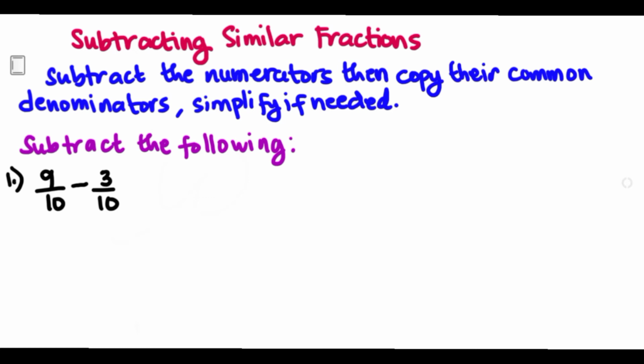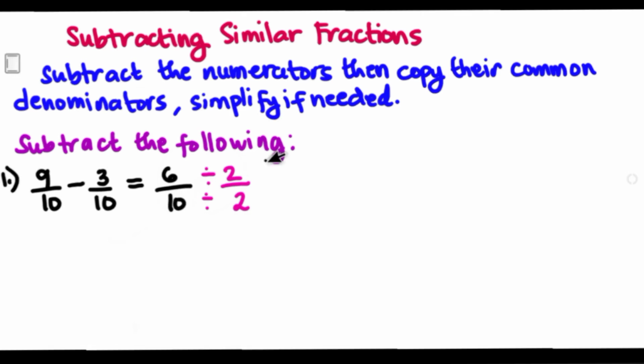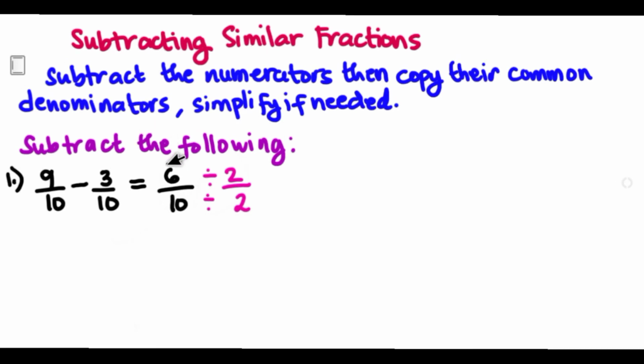Okay, let's have example number 1. Subtract the following. Number 1, 9 over 10 minus 3 over 10. So, 9 minus 3 is 6. And then, 10. Kopyahin natin yan. So, pwede mo po yun i-simplify. I-divide na po natin sa kanyang GCF. So, ang GCF po ng 6 and 10 is 2. So, i-divide na po natin. 6 divided by 2 is 3. Over 10 divided by 2 is 5. So, the final answer is 3 over 5.